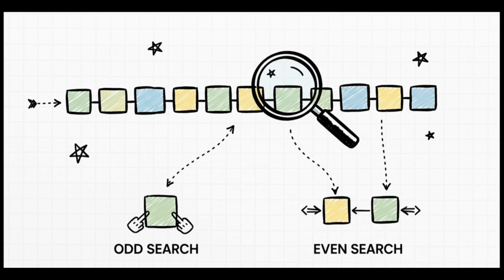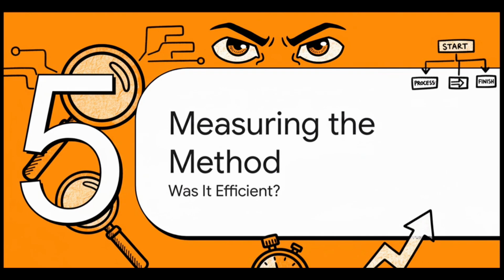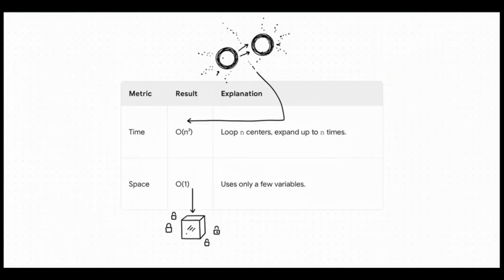This two-pronged attack guarantees we check every single possibility. There's no way the longest palindrome can escape us. And just like that, our detective has cracked the case. The method works, we'll find our answer. But, you know, a truly great detective isn't just correct, they're also efficient. So the question is, how does our center-out approach really stack up when we look at performance? Let's break down the performance review.